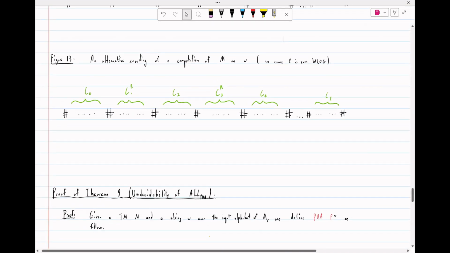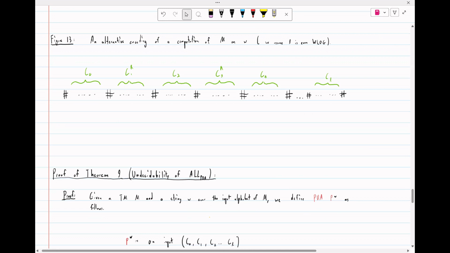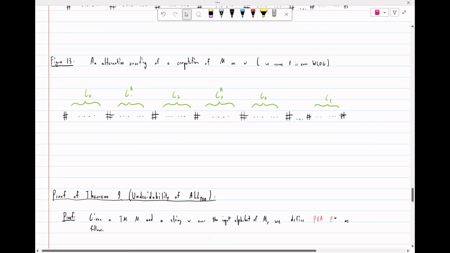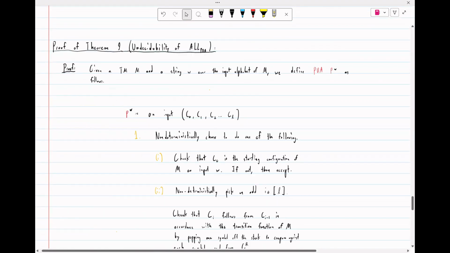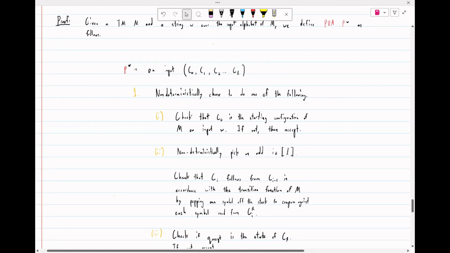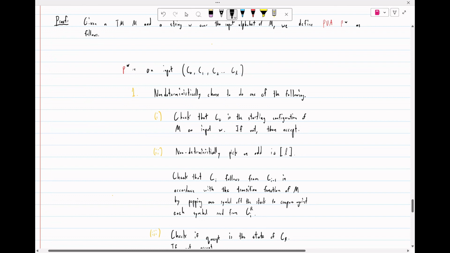So formally now, we're finally ready to give the proof of the undecidability of ALL PDA. And it looks very similar to the proof or the reduction that we gave from ATM to ALL TM. The key difference now is that, oh, I guess this is a copy paste error. This should be PDA, right? We're going to have these reverse strings now in our encoding.